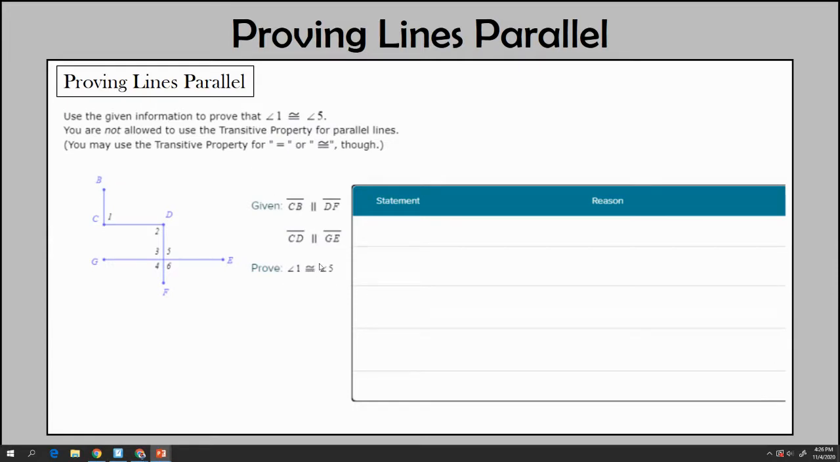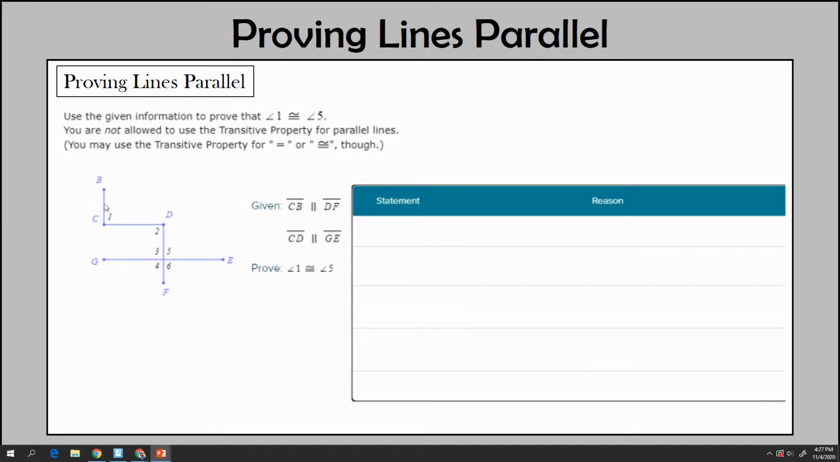This one's a little bit more detailed. We're not trying to prove lines parallel. We're given information about parallel lines and trying to prove a set of angles congruent. So let's look at what we're told here. We're trying to prove angle 1 is congruent to angle 5. So there's angle 1, here's angle 5. We don't have a direct correlation between the two. So we're going to look at what we're given and how we can get there.